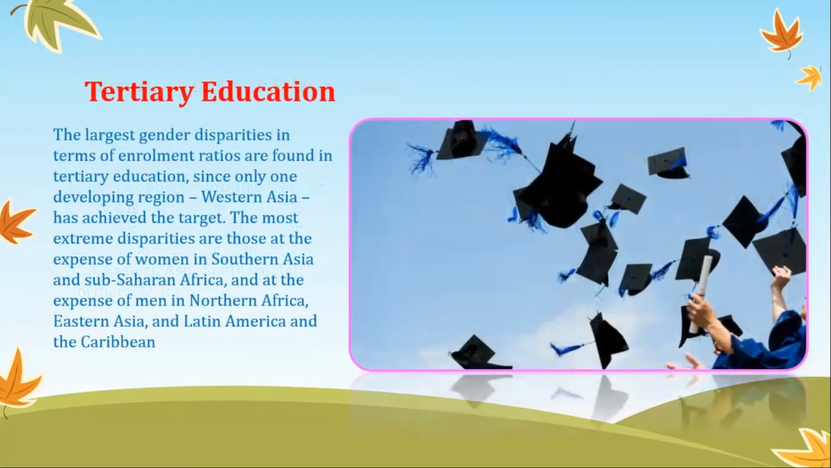So in tertiary education, the largest gender disparities in terms of enrollment ratios are found in tertiary education, since only one developing region, Western Asia, has achieved the target. The most extreme disparities are those at the expense of women in Southern Asia and Sub-Saharan Africa, and at the expense of men in Northern Africa, Eastern Asia, and Latin America and the Caribbean.